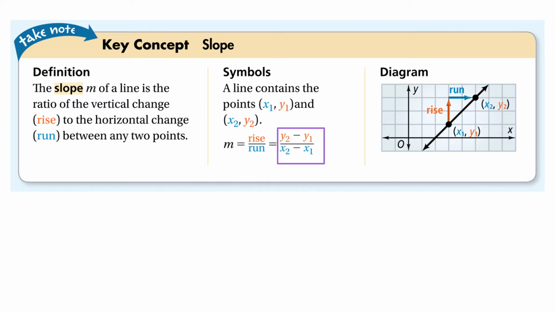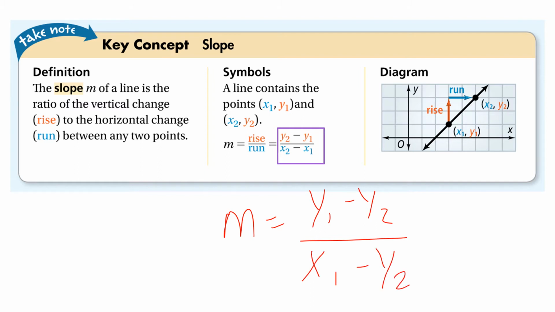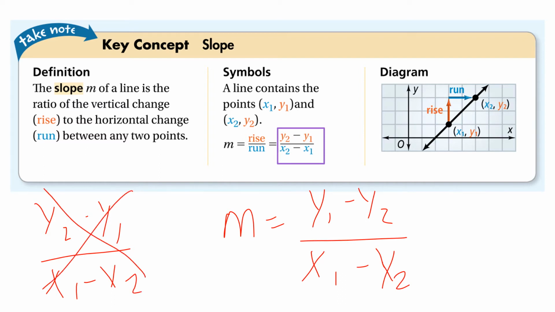And if you set it up, you can have it as y1 minus y2. You just need to make sure that your x's follow the same pattern. You can't have y2 minus y1 and then do x1 minus x2. That does not work. You will not get the correct slope.